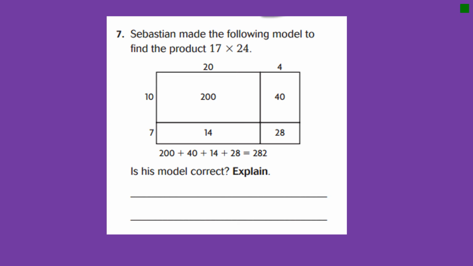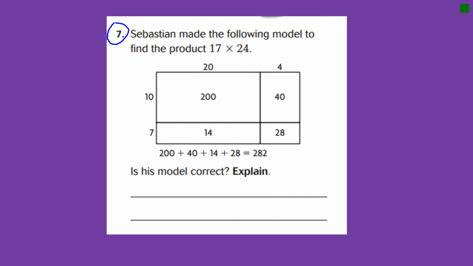So this is number 7, and you can see that it's like done, right? Are you thinking, well, wait a second, this looks like an area model with 4 partial products. That's all finished. Well, let's see what the question says. Okay, let's take a look at number 7. Sebastian made the following model to find the product of 17 times 24. Is his model correct? Aha.